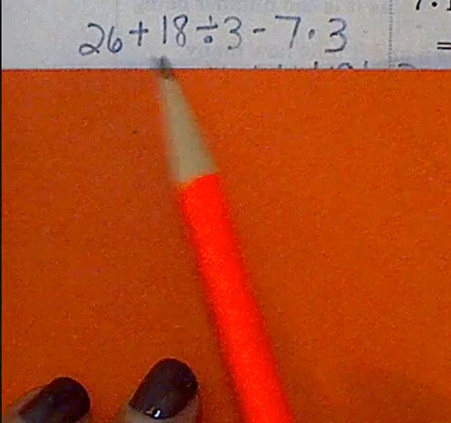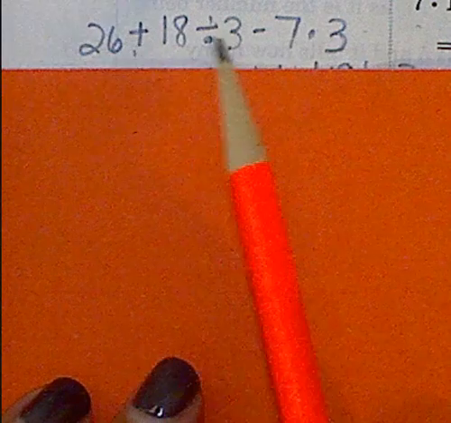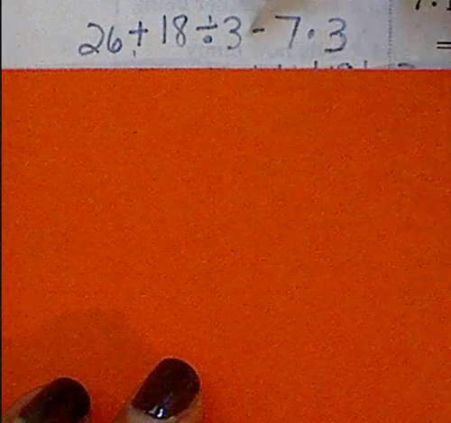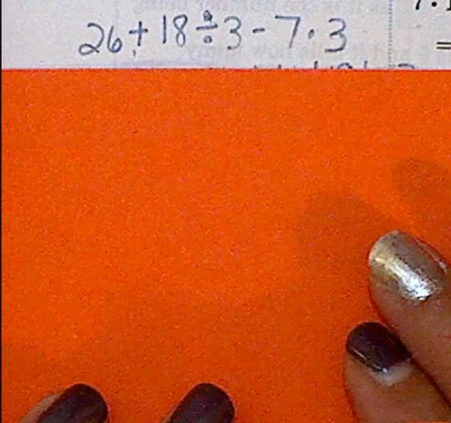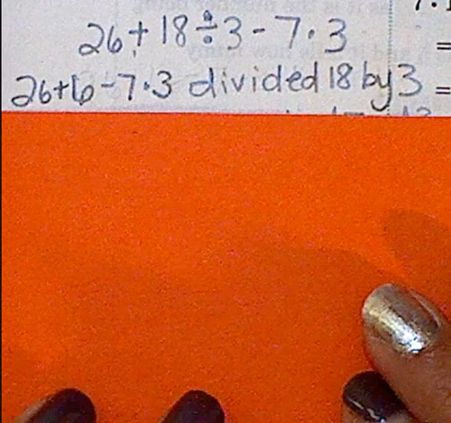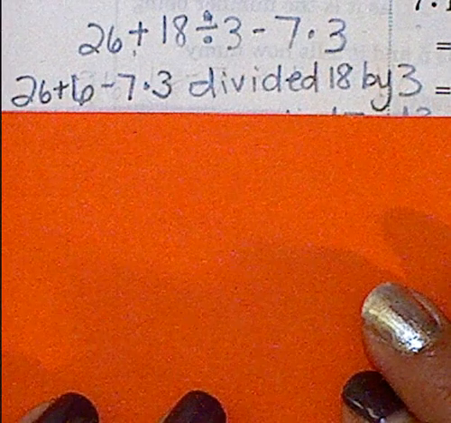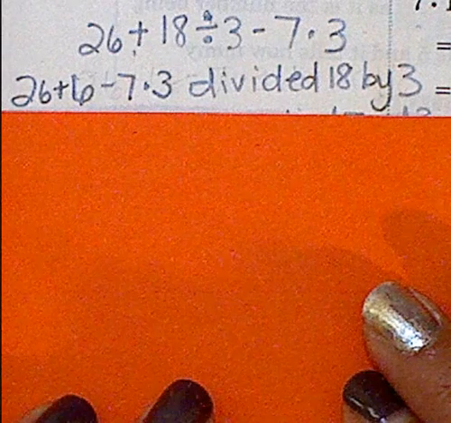Well, our first operation is addition, so it's not that. Our second operation is division, and we know multiply and divide come at the same time. You just move from left to right. So let's do that first. So we get 26 plus 6 minus 7 times 3. And what did we do? We divided 18 by 3.